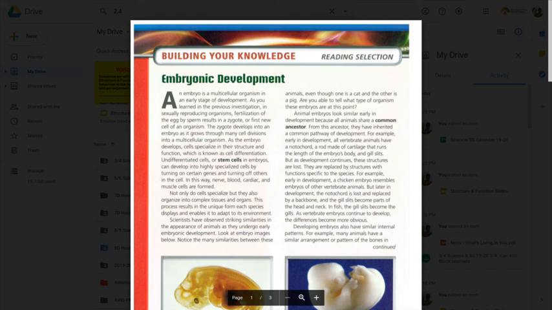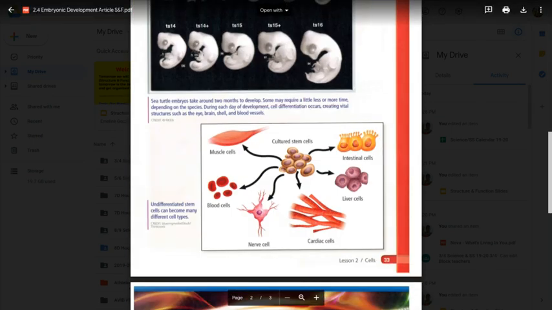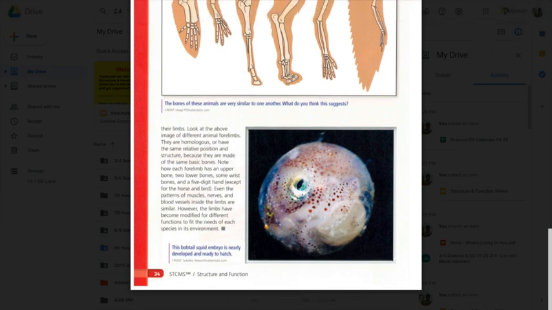Developing embryos also have similar internal patterns. For example, many animals have a similar arrangement or pattern of the bones in their limbs. Look at the above image for different animal forelimbs. They are homologous, or have the same relative position and structure because they are made of the same basic bones.